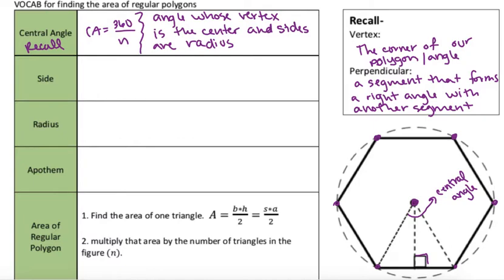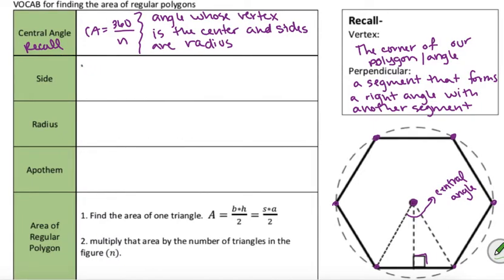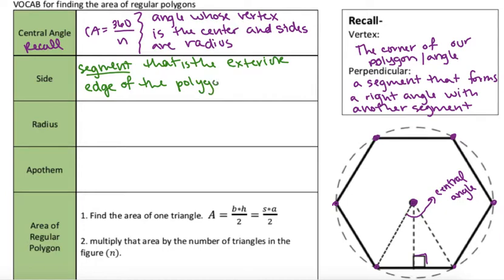The next piece of our polygon that we're going to use is called the side. This is a segment that I've been referring to already, and that is the exterior edge of the polygon. So when I look at this, here's a side, here's a side, here's a side. Because we have a hexagon, I'm going to write this 6 times. So we have 6 sides on our hexagon.